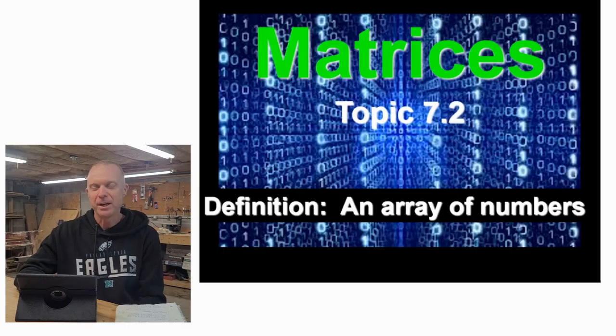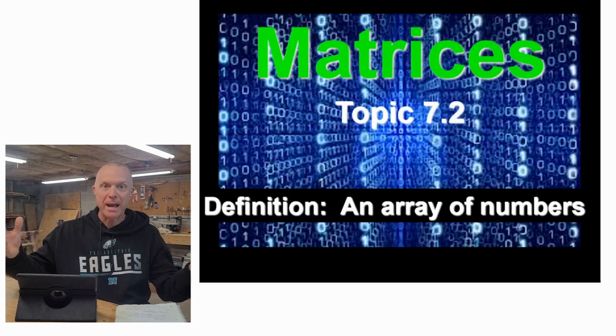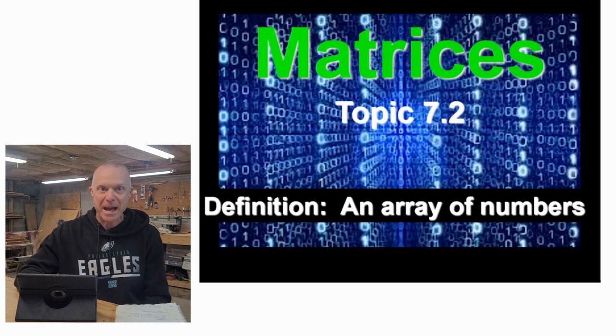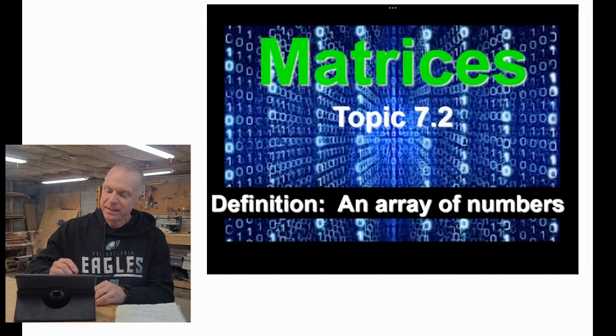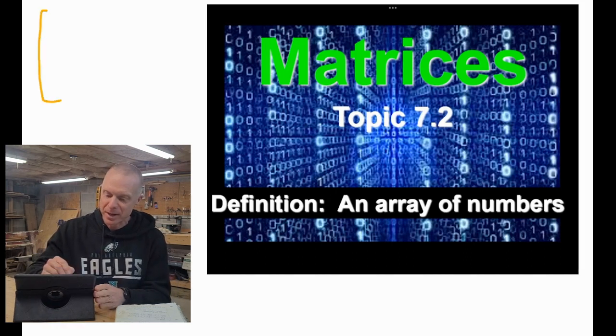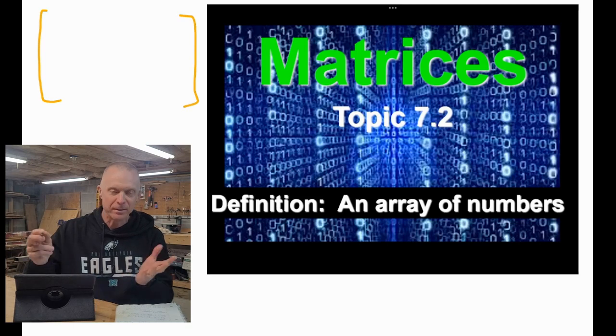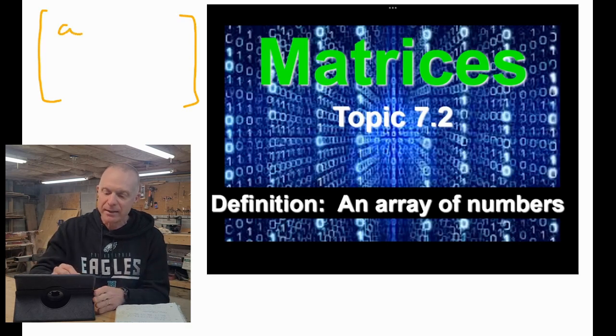If you've not had too much exposure to them, a matrix is basically an array of numbers. An array of numbers is really just an organized group of numbers. I can have numbers that aren't in an array, maybe like a bag of numbers, like a bingo bag. That's not an array, it's not organized. A matrix, when it's organized, is organized in rows and columns.